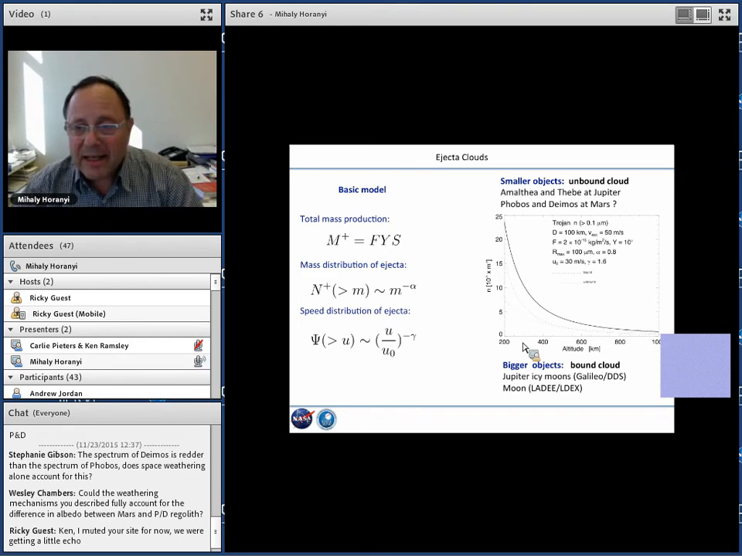Small objects like Amalthea and Thebe at Jupiter, I will show you in a second, probably Phobos and Deimos at Mars, have a hard time hanging on to the ejecta clouds because their escape speed from these objects is quite small. As opposed to the Galilean moons and our own moon, the escape speed is much higher, so most of the dust will remain bound.